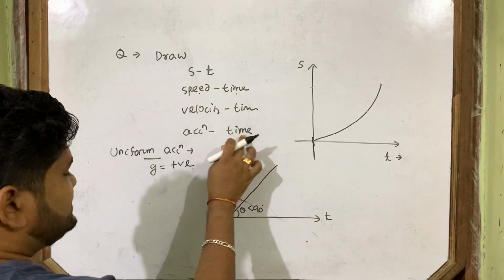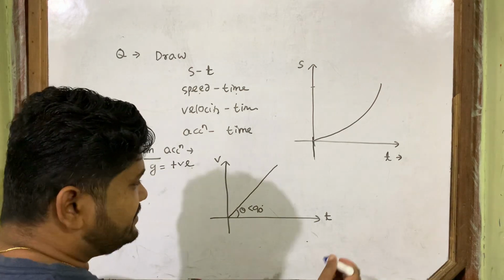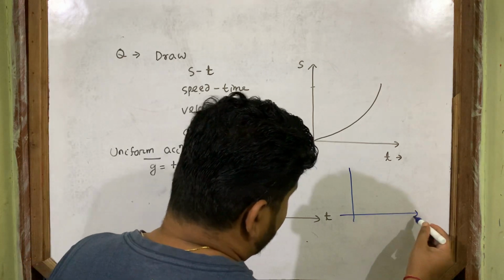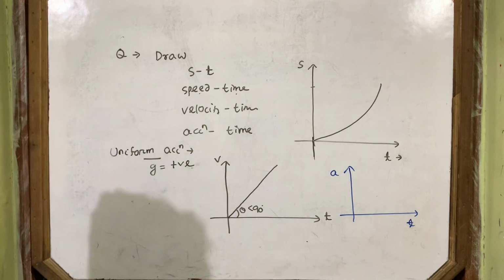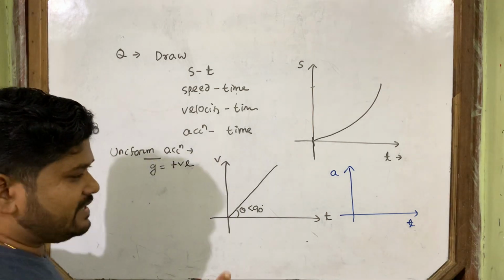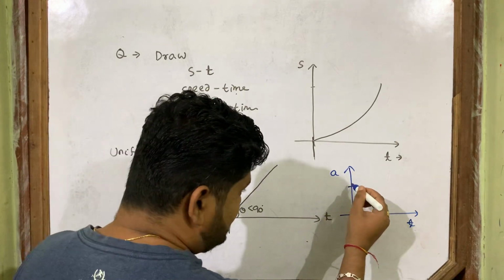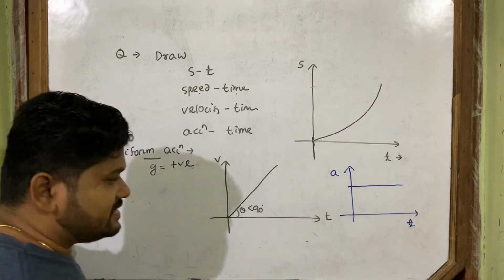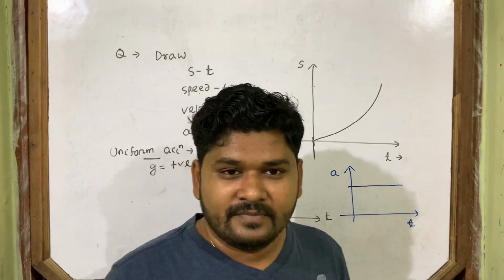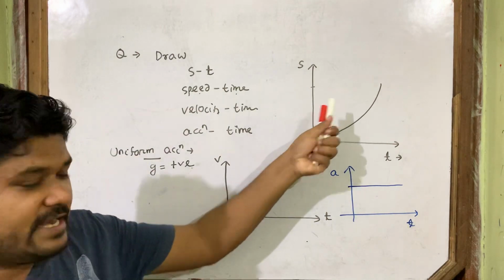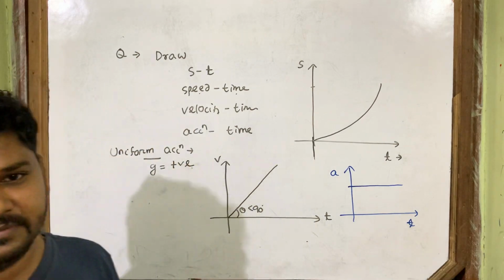Then the acceleration time graph. How will the acceleration time graph be? This is acceleration, this is time. Acceleration is positive and constant. Constant acceleration means it has only one value. This is the acceleration time graph for a freely falling body. So this is distance time, this is velocity or speed time, and this is the acceleration time graph.